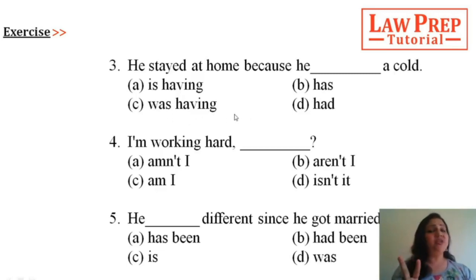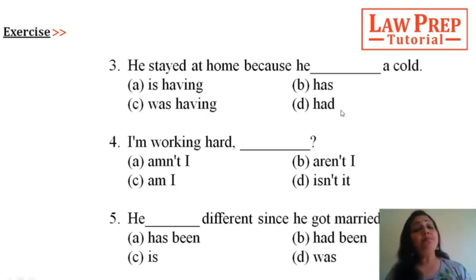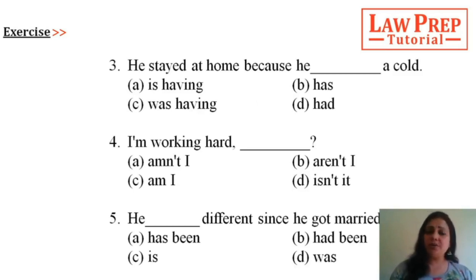Because there are two actions here, we already have a simple past tense, so we would move to past continuous. We could also have past perfect, because he had a cold, or he had suffered from cold. So because we already have the past continuous tense here, we would use he was having a cold.